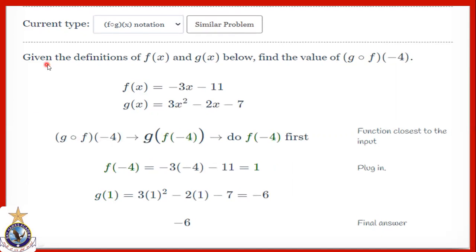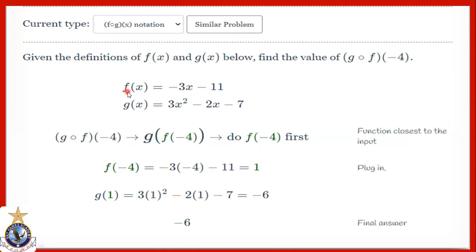Look at this. Given the definitions of f(x) and g(x) below, find the value of g of f of minus 4. The order is very important. What I mean to say is that g is the outer function, so we will first solve f, get the output, and then put the output of f(x) in g. I am sure that you are with me. Am I right? Okay.